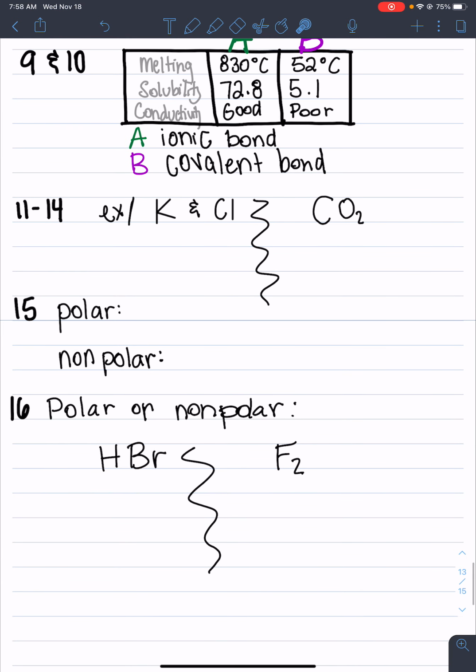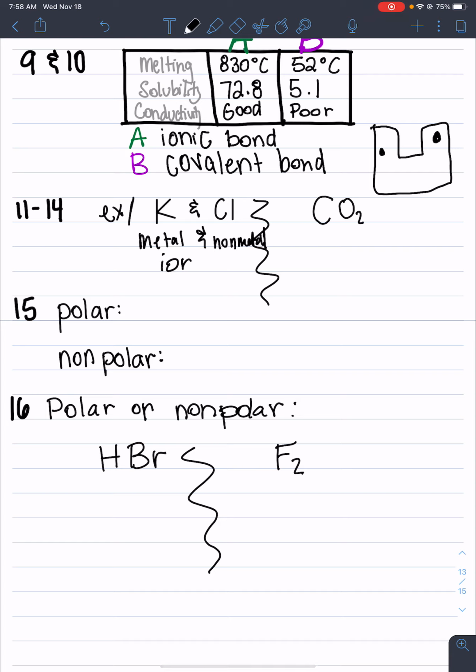All right. The next one, 11 through 14, I think the question is saying that these two elements are bonded together and asking you if it's a covalent bond or if it's an ionic bond. So if we have K and Cl and they're bonded together, on your periodic table, you'll notice that Cl is over here and it's a non-metal, and K is over here and that's a metal. So because this is a metal and a non-metal, you know that this is going to be an ionic bond. So if anything is between a metal and a non-metal, it's going to be ionic.